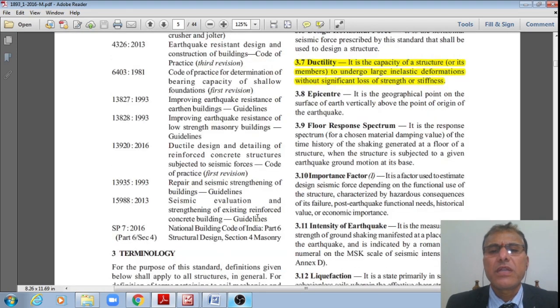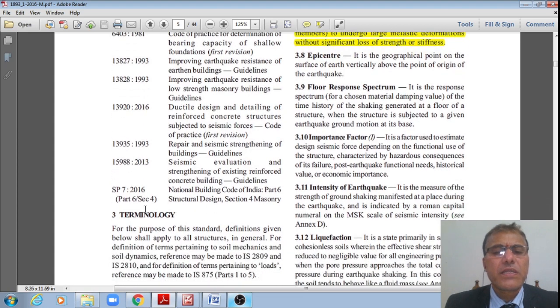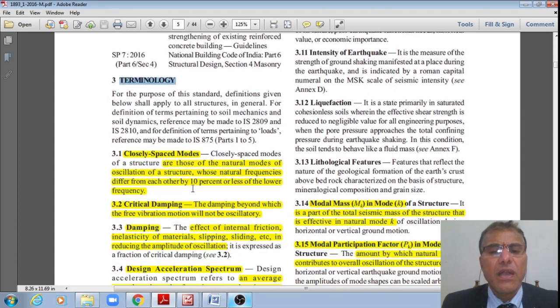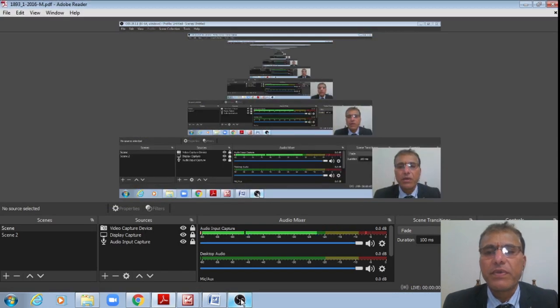And now let us move to the discussions. Let us see the terminology or definitions. I'll go through these very quickly, student. The first one is closely spaced modes. What are these definitions? Closely spaced modes of a structure are those of the natural modes of oscillation of a structure whose natural frequencies differ from each other by 10% or less of the lower frequency.